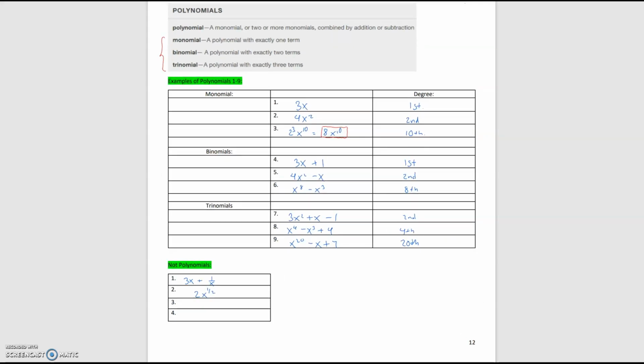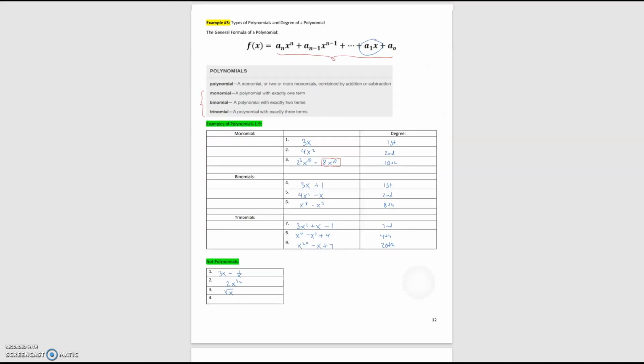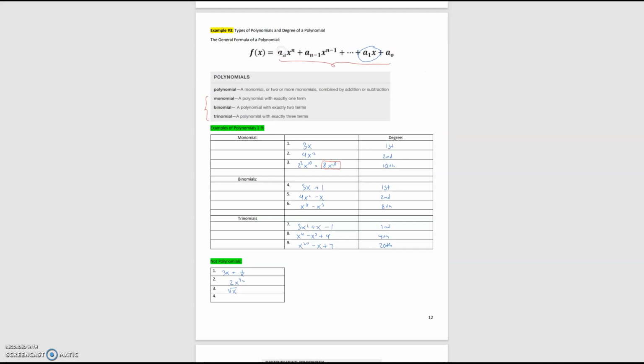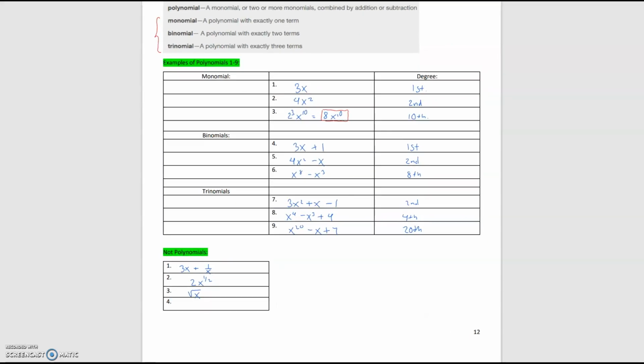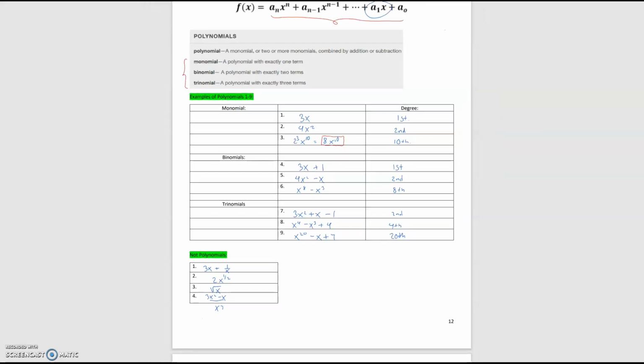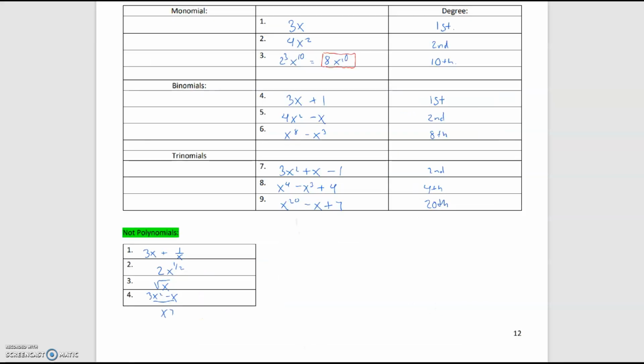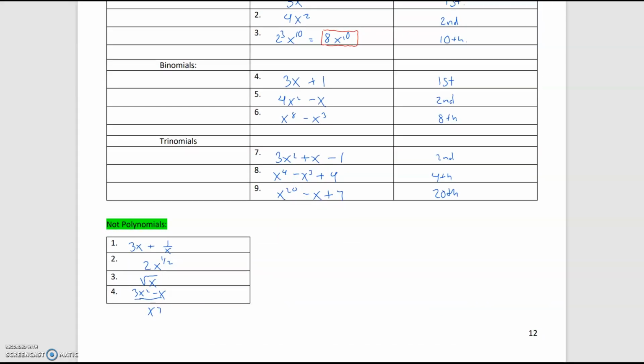Same idea if they would have expressed it as the square root of x. It's not in the generic formula, which we have here as the a x to the n power, so it's not considered a polynomial. And any other combination, so for example, if we were to have a 3x squared minus x over an x to the 7th. Once again, the top and bottom are polynomials, but not the actual fraction altogether.